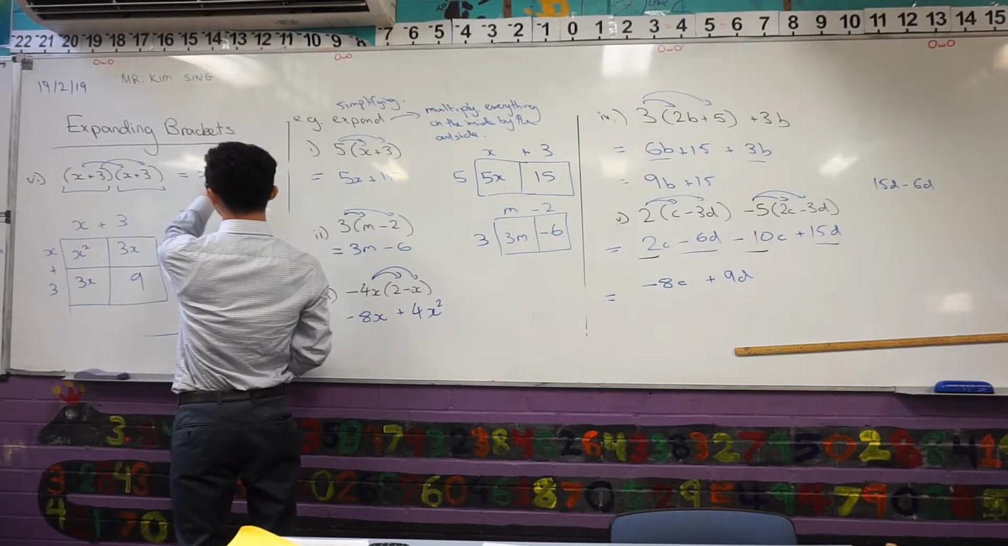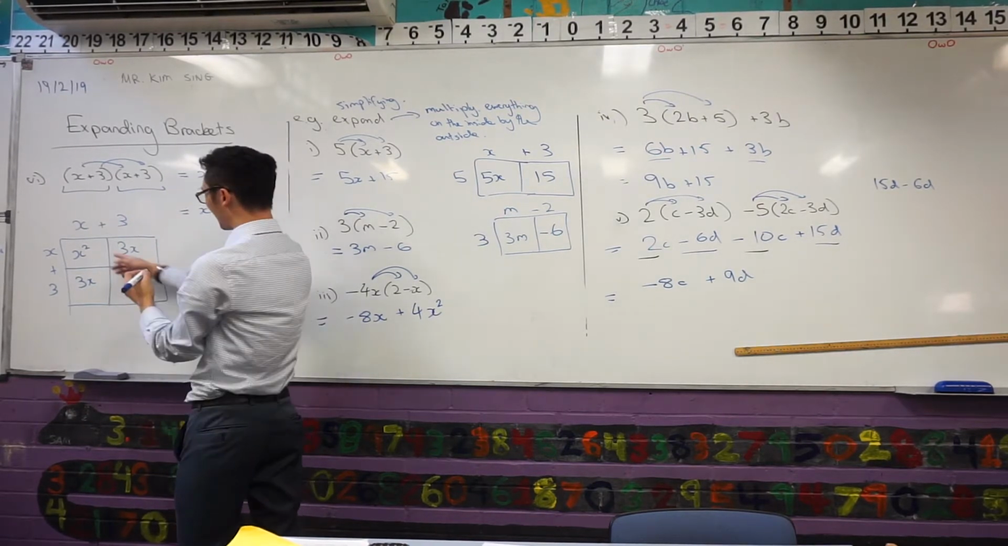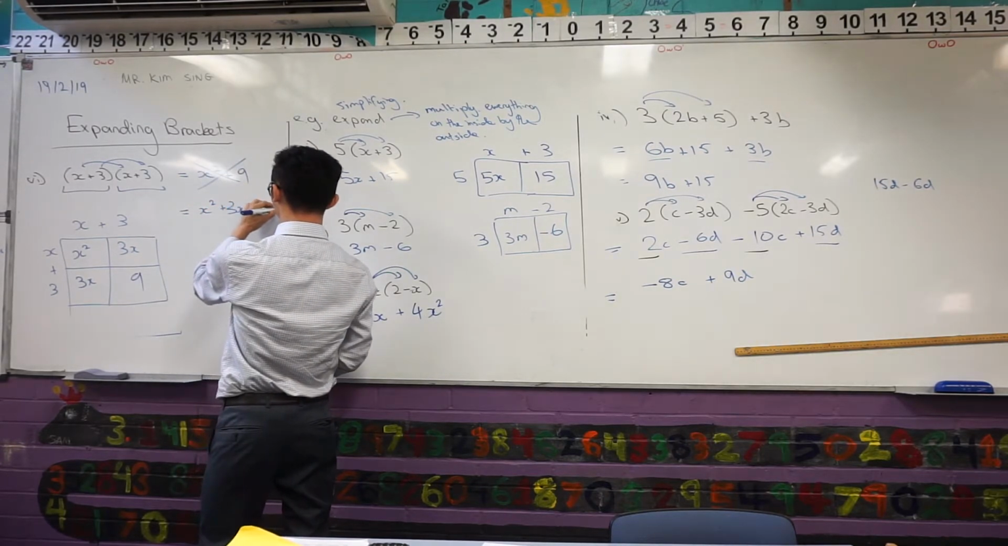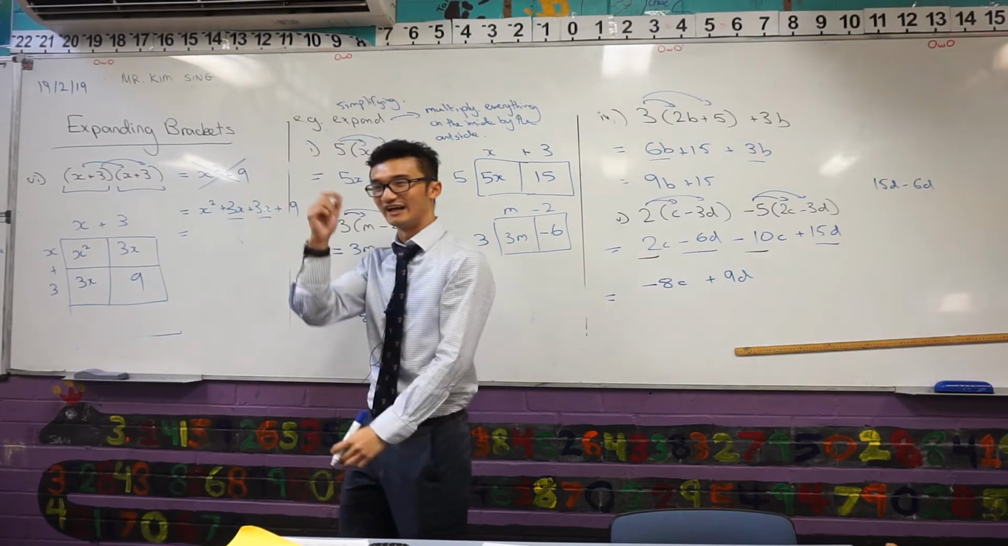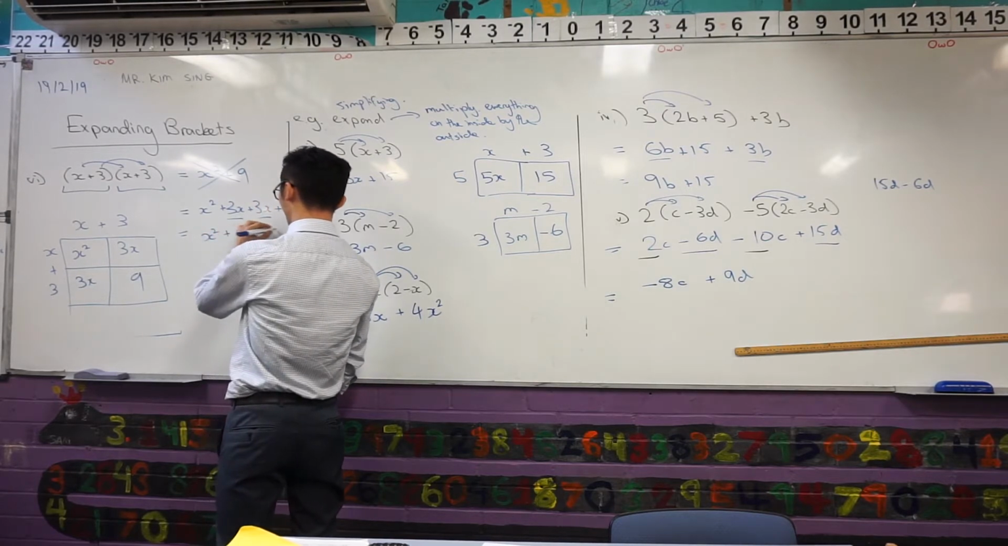so this is not quite right, not what I'm looking for. On the right track though. But it's actually equal to x squared plus 3x plus 3x plus 9. And I know I can group like terms, and I can group that as x squared plus 6x plus 9.